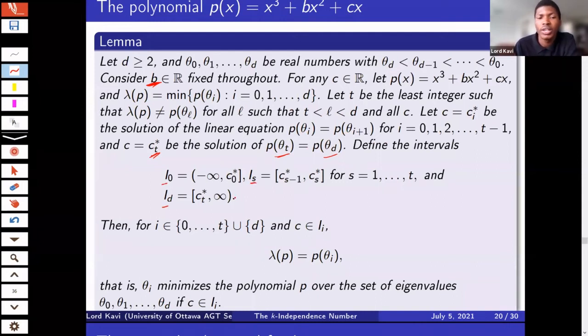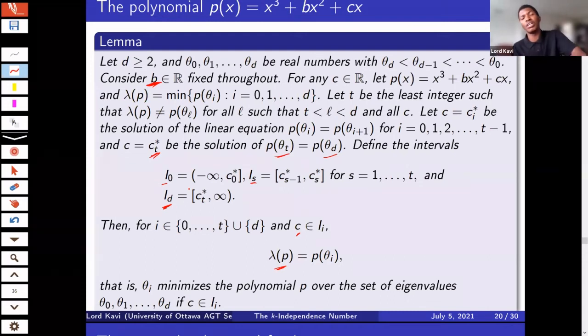So what this lemma is telling us is that if I choose c to be in any of these intervals, I know that the minimum is going to occur at theta I. So the minimum of lambda p will occur at theta I if I choose c to be in a particular interval. If I choose c to be in the interval id, then the minimum is going to occur at p of theta d, right? The smallest eigenvalue.